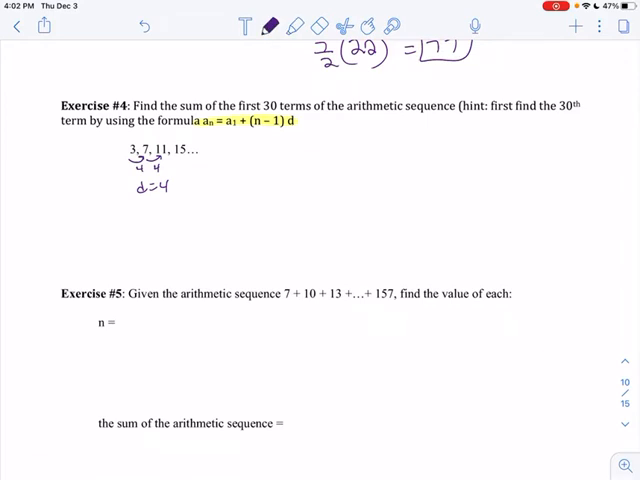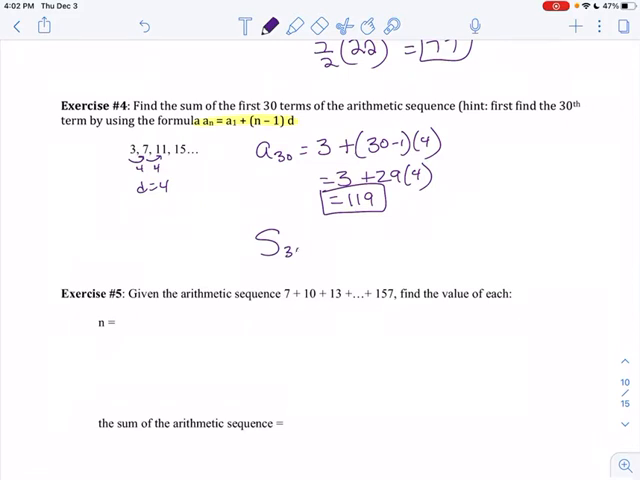I have to find the value of a sub 30. So a sub 30 equals the first term plus n minus 1, 30 minus 1, times that common difference. So 30 minus 1 is 29. 29 times 4 plus 3 is 119. So now I know the last term is 119.